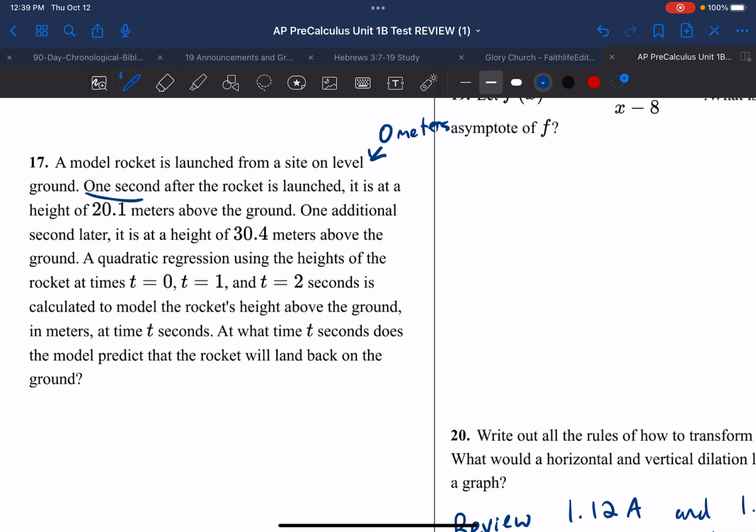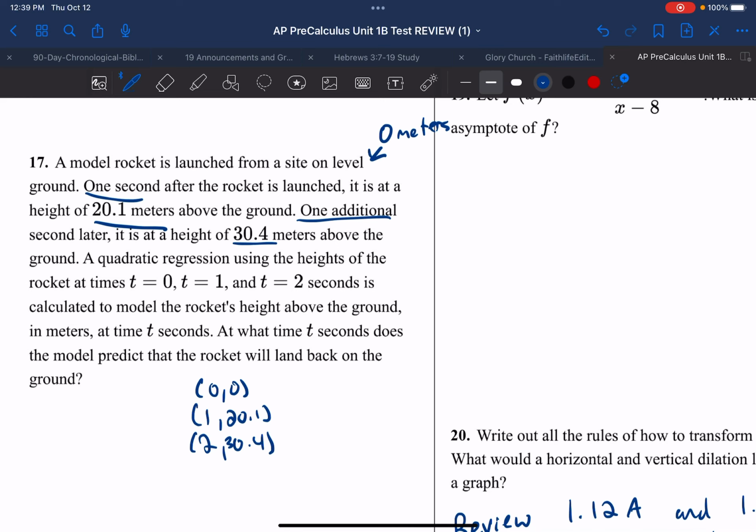1 second after the rocket is launched, it's at a height of 20.1. And I'm just going to start writing out coordinates to remember later. So I've got 0, 0, 1 second, 20.1 meters. 1 additional second later, so I'm at 2 seconds, I'm at 30.4.